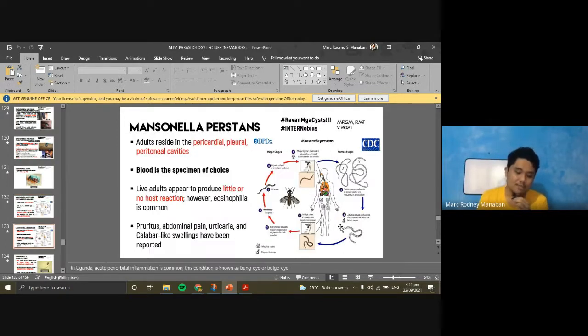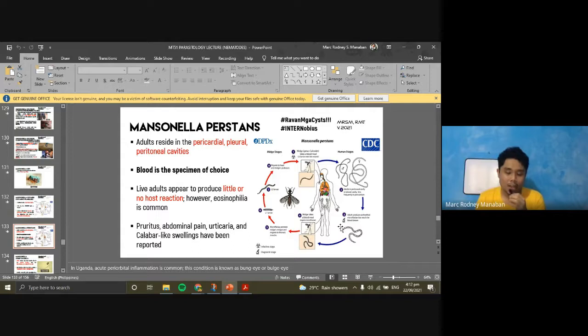Alright. Next, you have Mansonella perstans. Your Mansonella perstans can also be found in the cavities: pericardial, pleural, peritoneal. Blood is still the specimen of choice because the microfilariae can be found in the blood. Still the same, little or no host reaction, but there is eosinophilia. There have been reports of pruritus, abdominal pain, urticaria, and Calabar-like swelling similar to Loa loa. But again, these are not common.